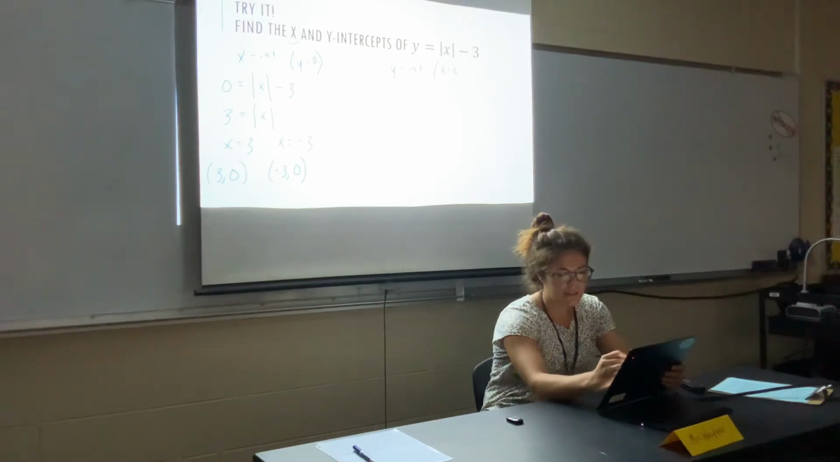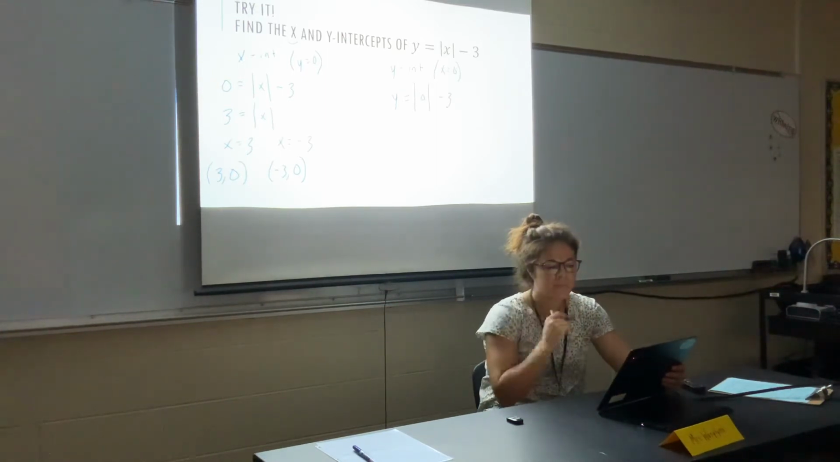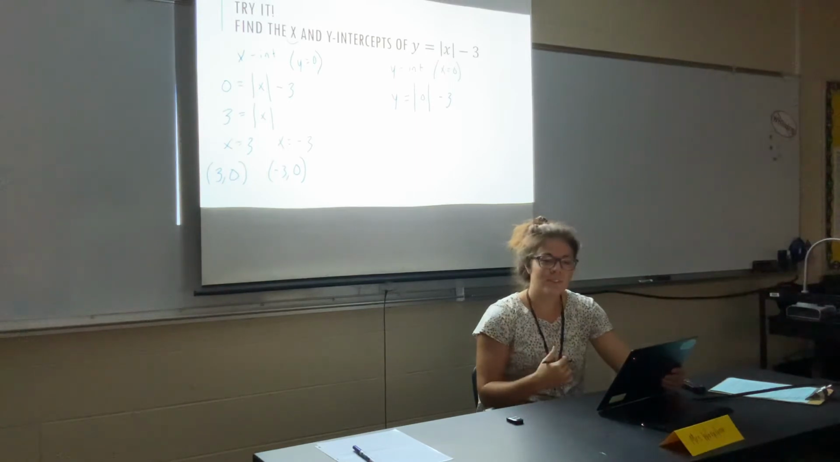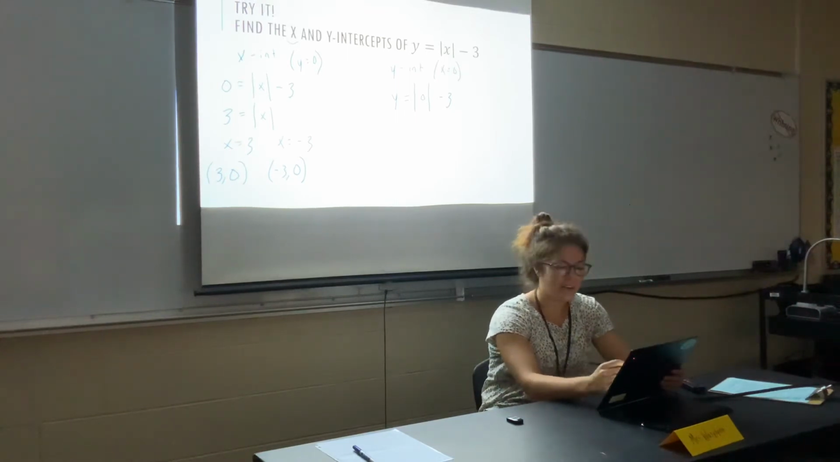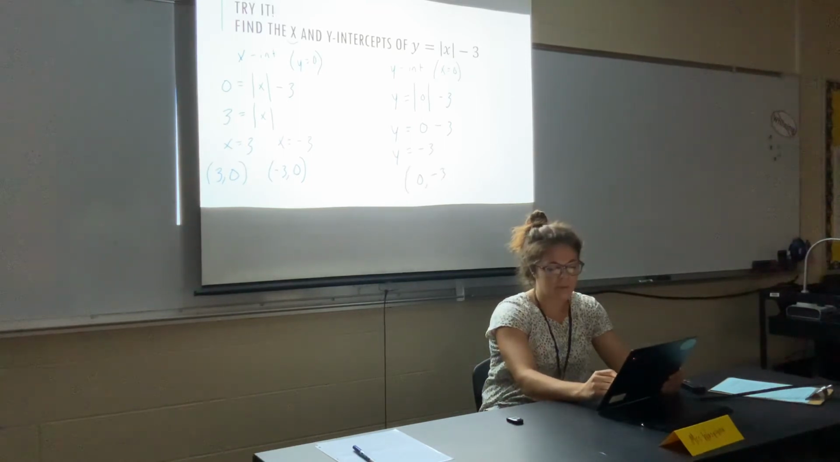0 for x. So we'd say, okay, the y value equals the absolute value of 0 minus 3. All right, the absolute value of 0, what's the distance 0 is from 0? Well, there's no distance, and nothing in number sense is still just 0. So y equals 0 minus 3, and 0 minus 3, that's just -3. So our y-intercept is at 0, -3.